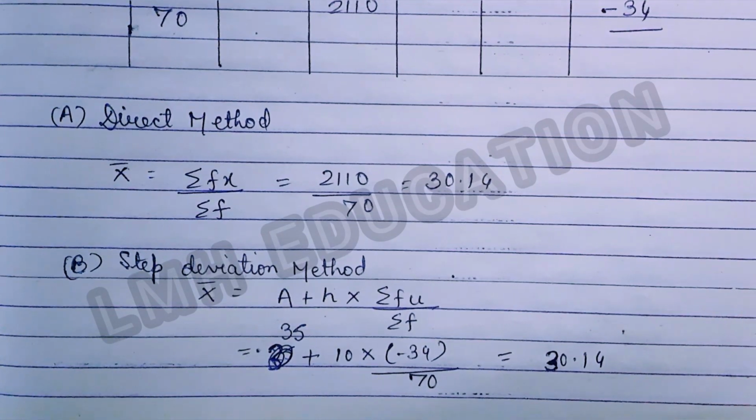Next is the step deviation method. Here is the formula: a plus h into sigma fu divided by sigma f. Here a, the assumed mean, is 35, plus h is the difference between the upper limit and the lower limit, that is 10, into sigma fu is minus 34, by sigma f is 70. So when you solve this, you will get the answer 30.14. In both cases, the mean will remain the same, that is 30.14 by both the methods, direct method as well as step deviation method.